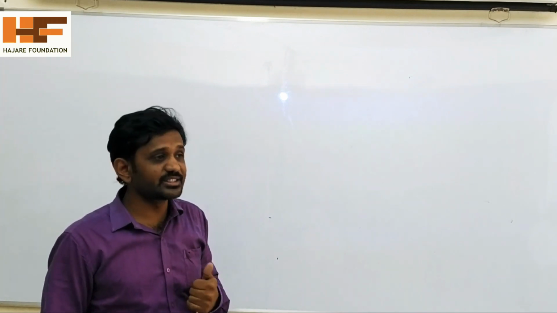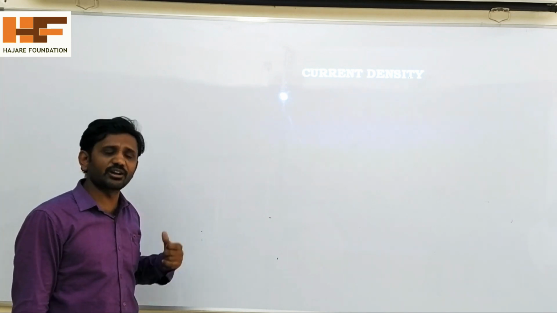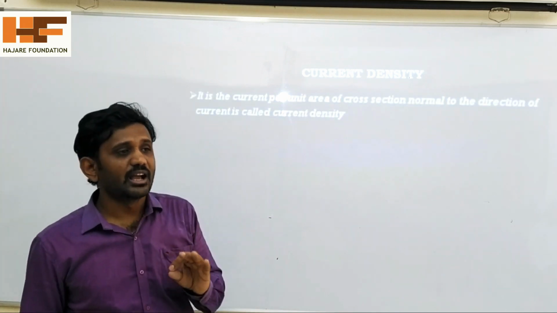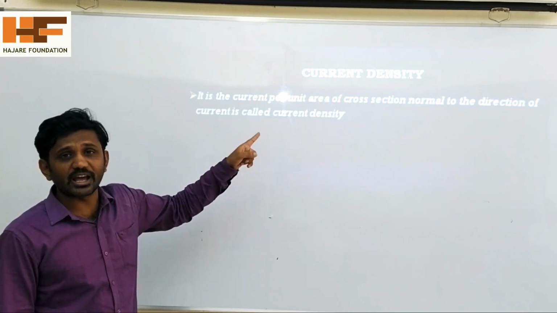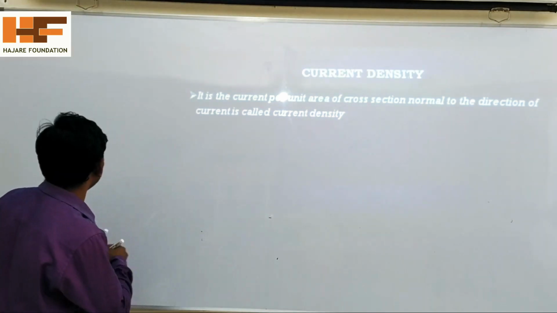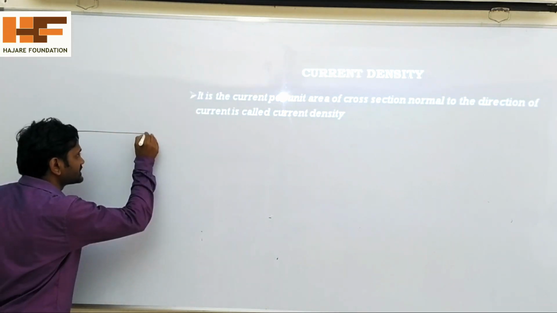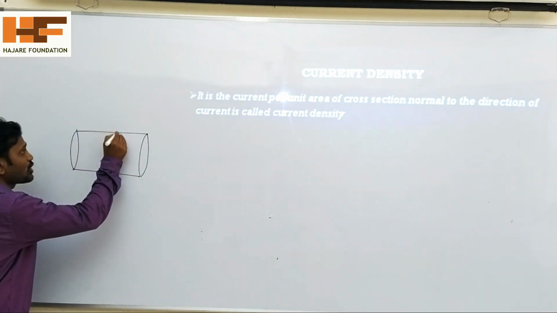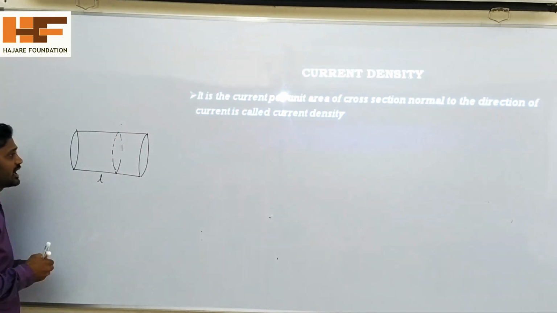Next one is the current density. Then what is meant by the current density? How can we define the current density? Already we know the current. Current density is defined as the current per unit area of a cross section normal to the direction of the electric current. Let us consider a conductor having length L and a cross-sectional area A.